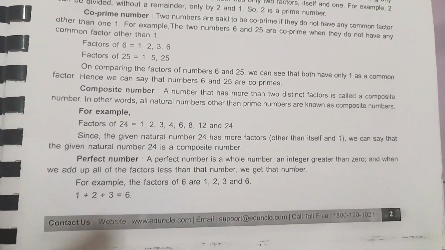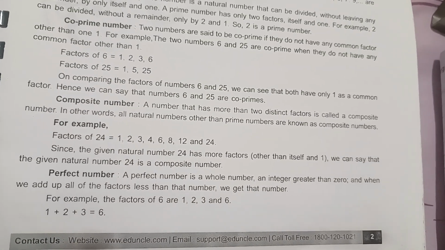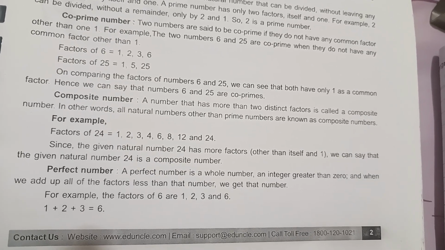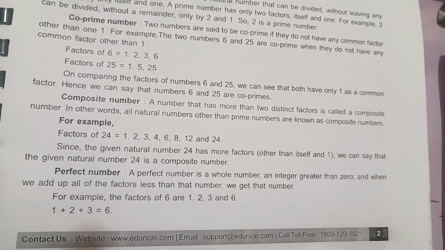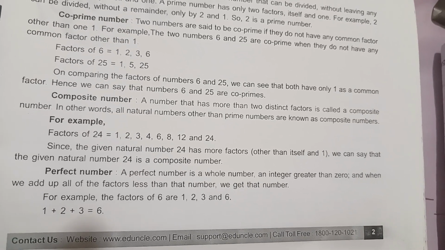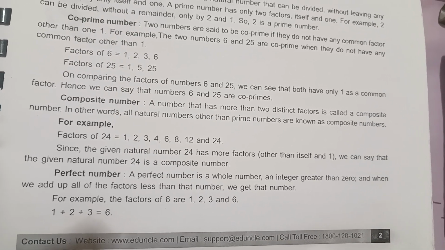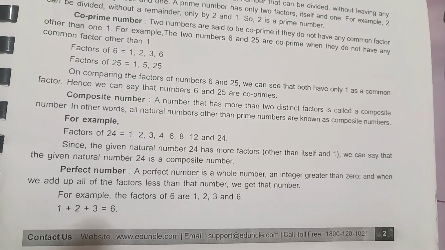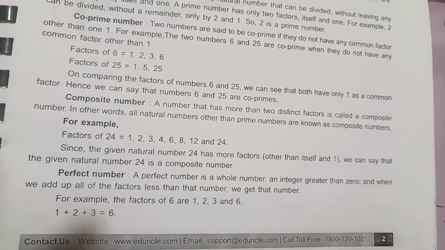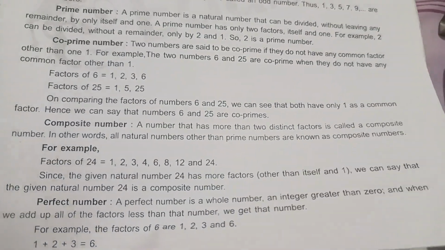Perfect number. Let's come to know about perfect number. What do you mean by perfect number? A perfect number is a whole number, an integer greater than 0, and when we add up all of the factors less than that number, we get that number. For example, the factors of 6 are 1, 2, 3 and 6. When we add 1 plus 2 plus 3, it equals 6. So 6 is a perfect number.